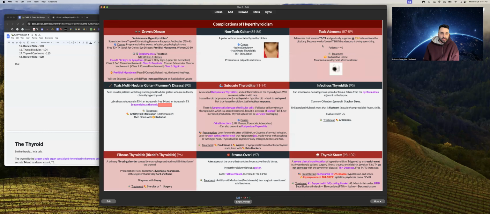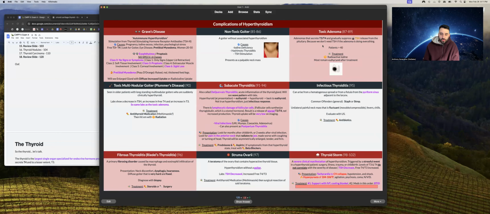So same labs as the toxic adenoma, which is going to be what? A decrease in TSH, but with an increase in T4 and T3. I can get behind that.